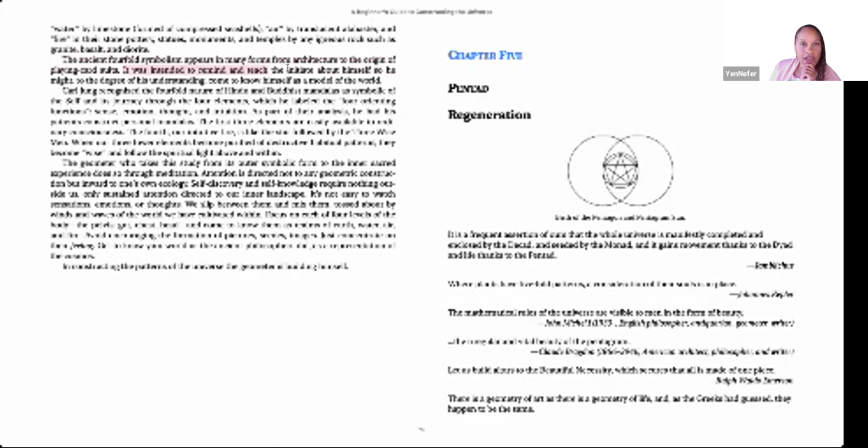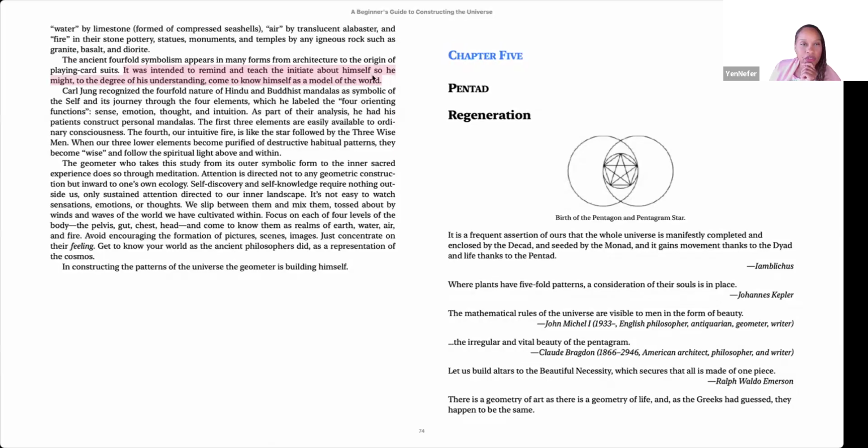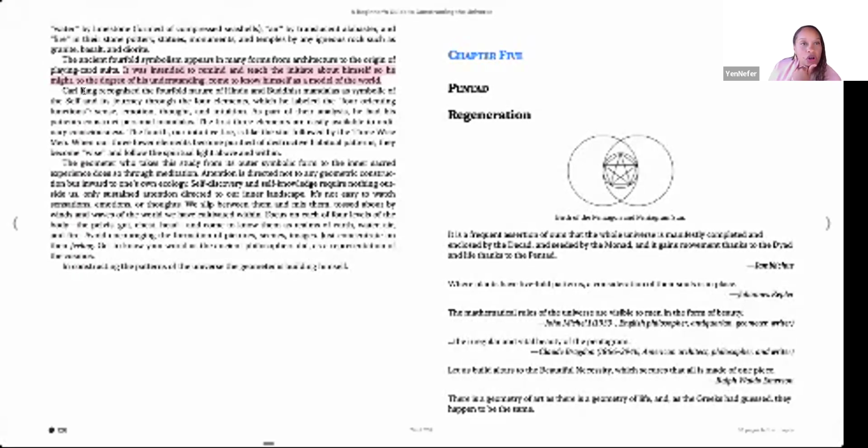It was intended to remind and teach the initiate about himself so he might, to the degree of his understanding, come to know himself as a model of the world. Carl Jung recognized the fourfold nature of Hindu and Buddhist mandalas as symbolic of the self and its journey through the four elements, which he labeled the four orienting functions: sense, emotion, thought, and intuition. As a part of their analysis, he had his patients construct personal mandalas.